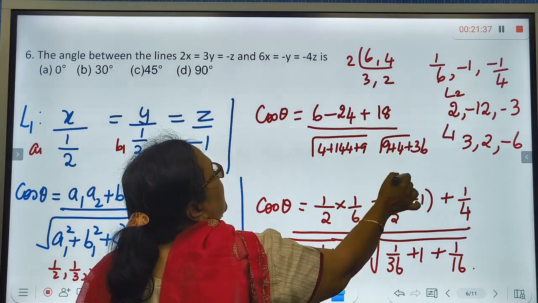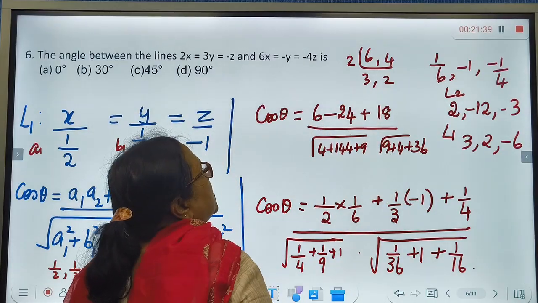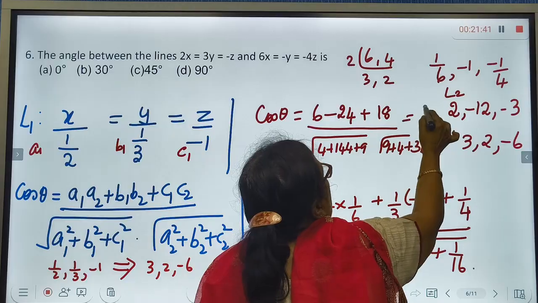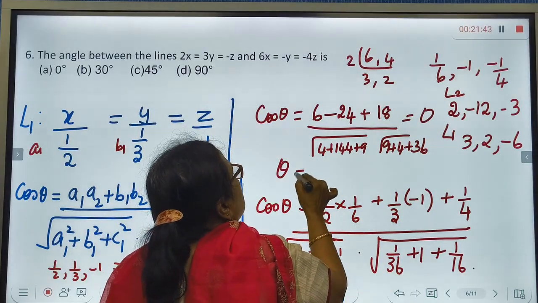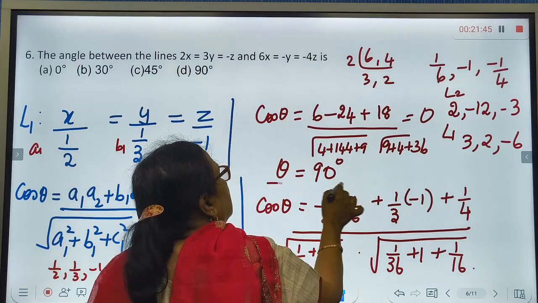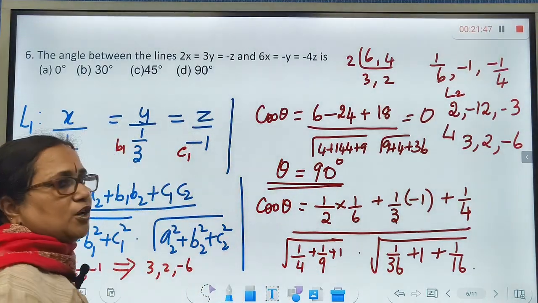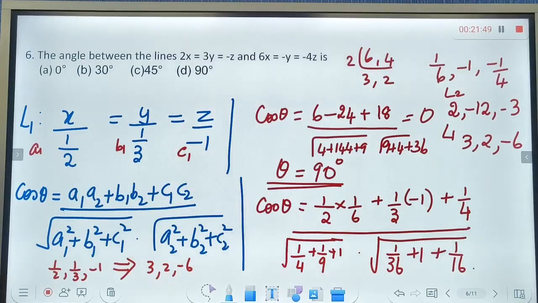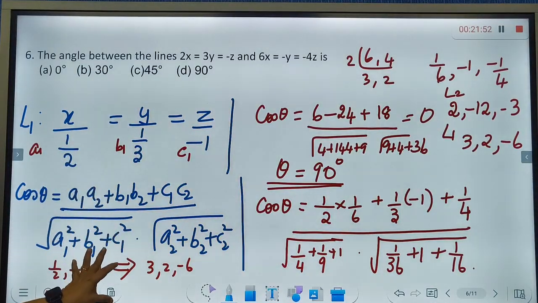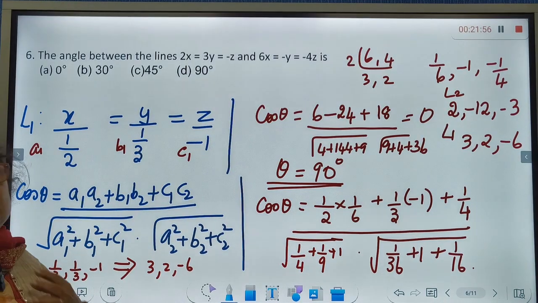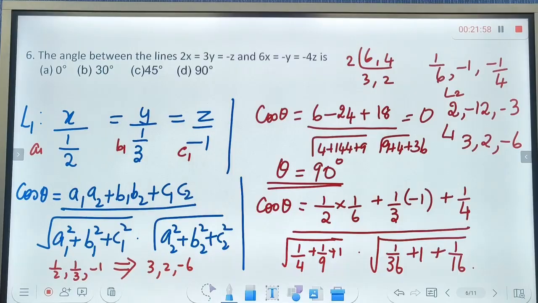In fact, the denominator becomes redundant because 18 plus 6 is 24, and 24 minus 24 is 0. So what is theta? 90 degrees. The two lines are perpendicular to each other. So you must know how to simplify the direction ratios and then find the angle, because it will make the calculations much simpler.